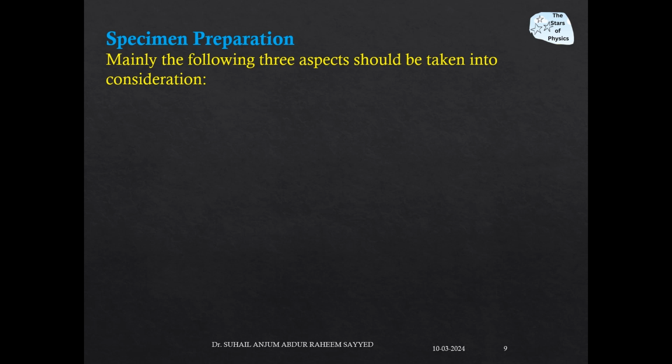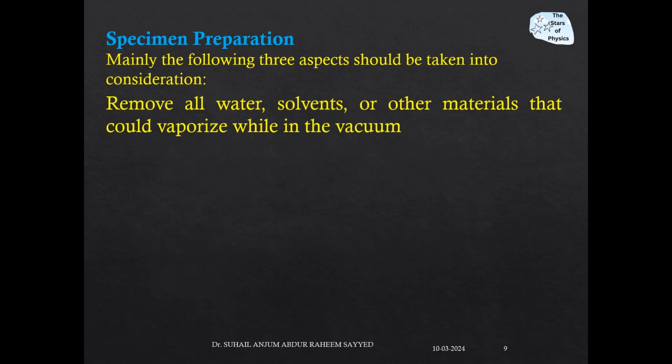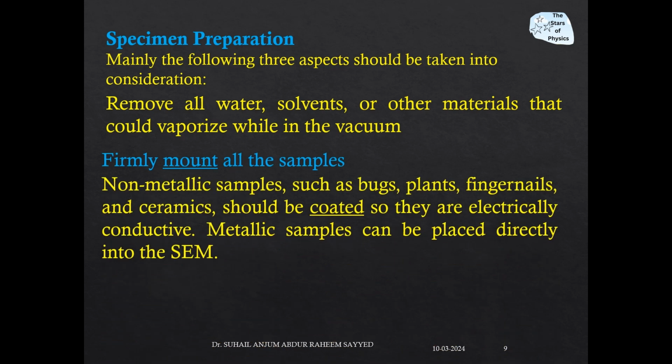Now for the specimen preparation, mainly we have to take care of all the things which we have to do in the case of SEM, that is you have to remove all the water, solvents or other materials that could vaporize in the vacuum chamber and damage the system. So we have to remove all those things from the sample. Then the sample should be firmly mounted. Then non-metallic samples such as some plants, etc., should be coated with some kind of coating.